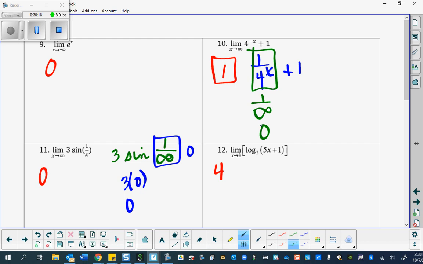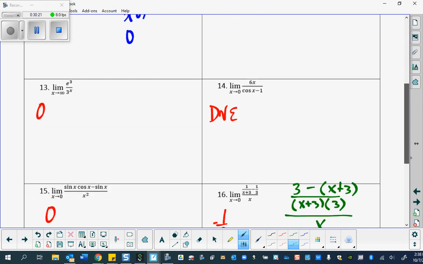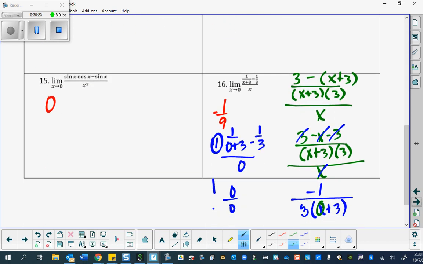Yeah. 15. Which one? 15. Mrs. Fisher, can you do my homework for us? Sure. Oh, I love this one. Ready? This one's tons of fun.